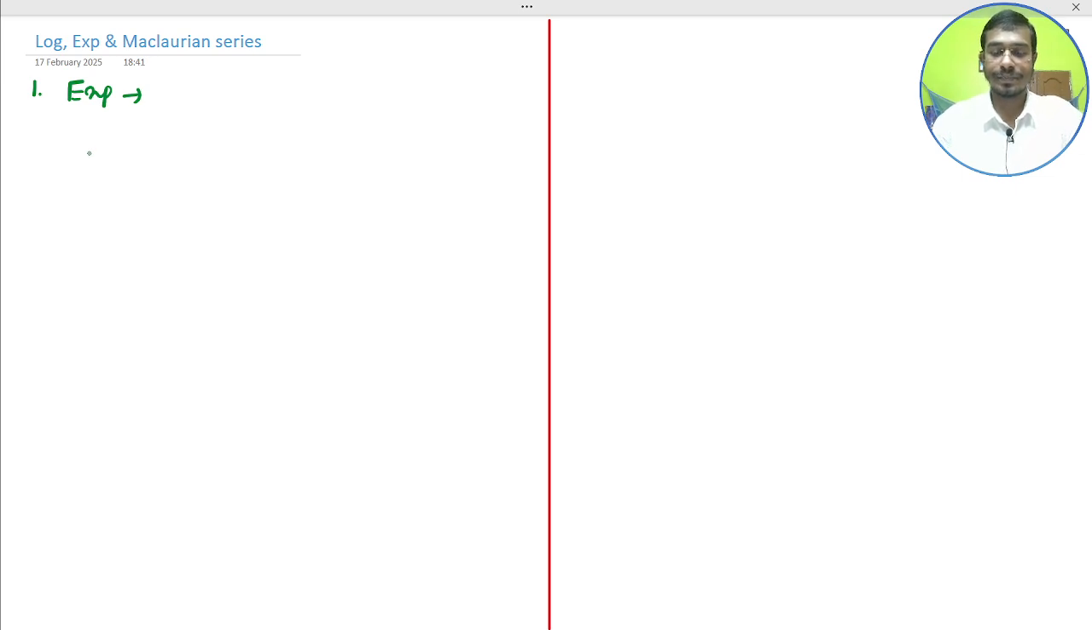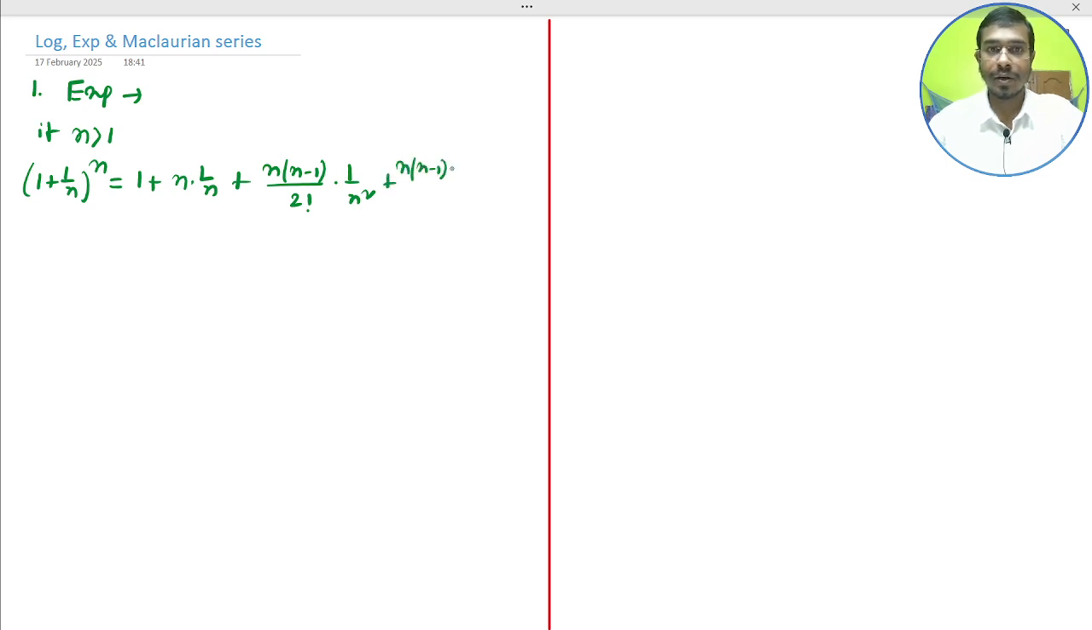Exponential series, that if n greater than 1, then from the binomial theorem, 1 plus 1 by n to the power n would be 1 plus n into 1 by n plus n into n minus 1 divided by 2 factorial into 1 by n square plus n into n minus 1 into n minus 2 divided by 3 factorial into 1 by n cube plus dot dot.